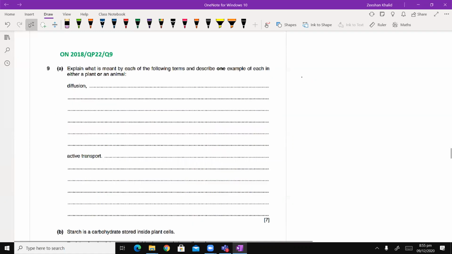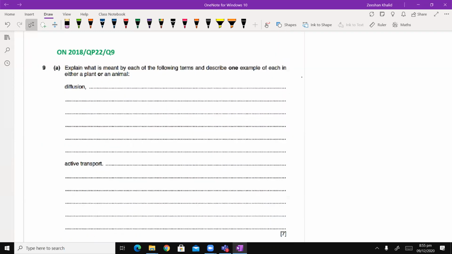Again, this is October, November 2018. Explain what, okay, explain. Again, let me highlight the glossary word. Again, we need to go into reasons. You have to go into reasons. Reasoning is required. Explain what is meant by each of the following terms and describe one example of each in either plant or animal. तो अब यहाँ पे देखें उसने define नहीं पूछ लिया, उसने explain पूछ लिया. So literally all of what we wrote yesterday, including one example, you have to write.